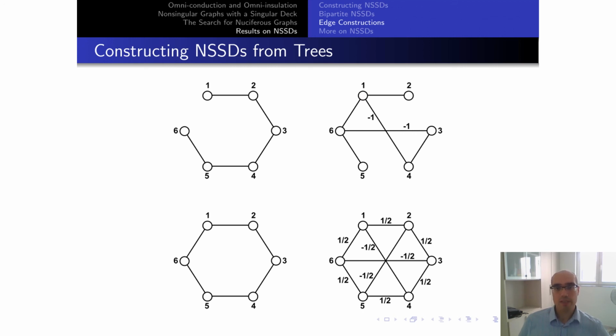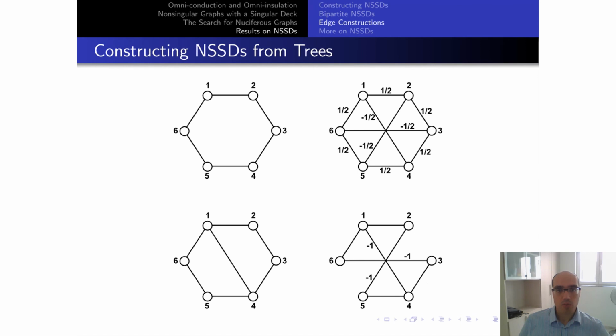But we need also a second condition. We also want that these 2 vertices do not have a common neighbor. In this case, these 2 vertices in the inverse indeed do not have a common neighbor. There's no vertex that is adjacent to both. So that tells us that we can indeed add that edge to our NSSD to produce another NSSD. And we can continue doing so.